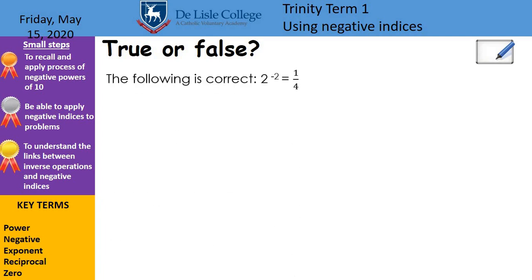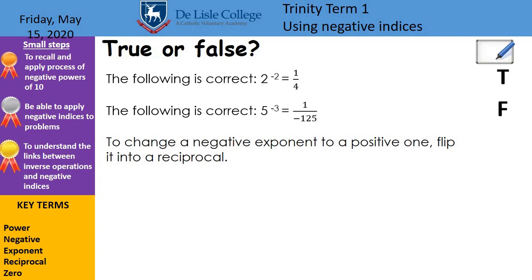Right, good. We're going to quickly go through our true or false together. So the following is correct. 2 to the power of negative 2 equals 1/4. Is it true or false? Well, it's true. The following is correct. 5 to the power of negative 3 equals 1 over minus 125. Is it true or false? Well, it's false, because actually it should be a positive 125, because it becomes 1 over 5 to the power of 3, and then 5 times 5 times 5 is 125. To change a negative exponent to a positive one, flip it into the reciprocal. Absolutely you do. You make it a fraction over 1 with the positive exponent.